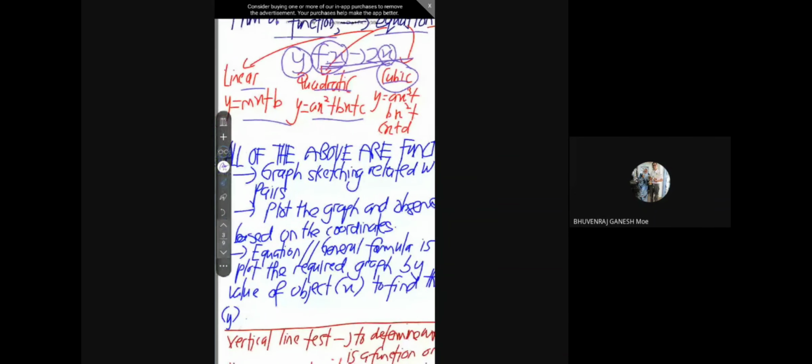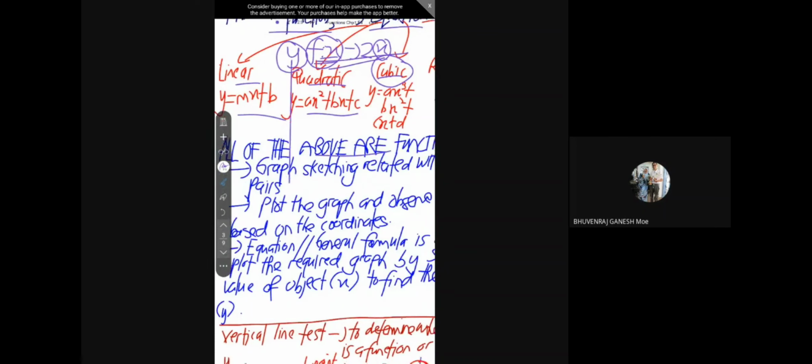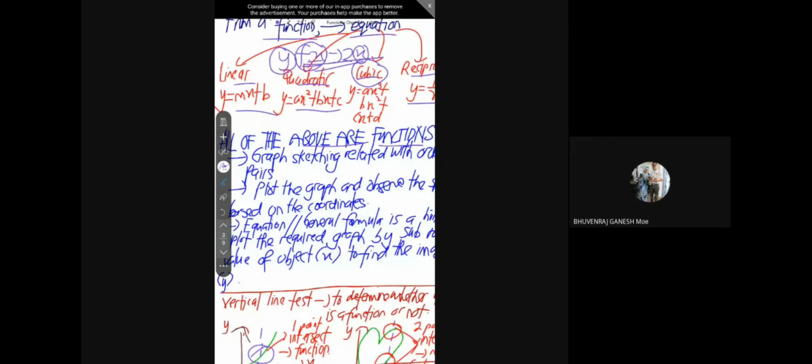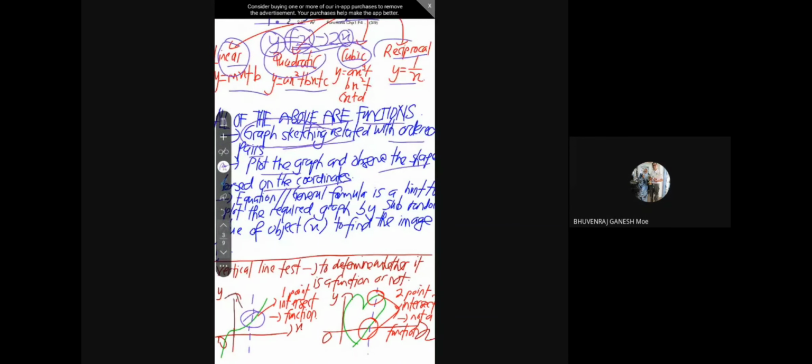So all of the above graphs are actually functions. So I just gave a kind of conclusion here. The graph sketching is actually related with the ordered pairs, because if you realize, ordered pairs are in the form of coordinates where you have the x coordinate and y coordinate. So from there, you're going to sketch your graph to determine whether it's going to be a function or not. And then you will plot the graph and observe the shape. So from there, you can interpret, is this shape representing linear, quadratic, cubic, or reciprocal? So that's how it goes.